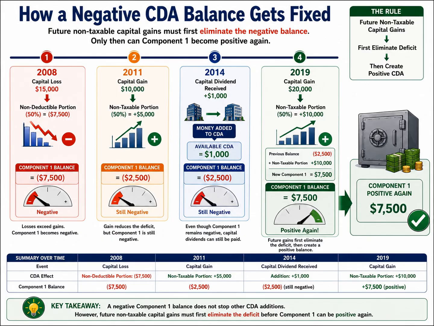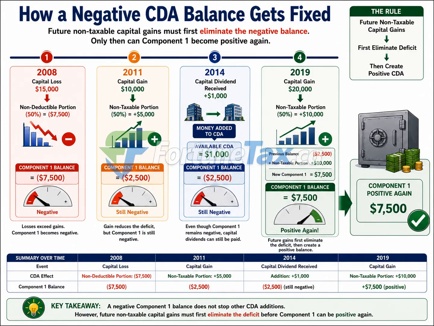Next, we move to 2014. The corporation receives a capital dividend of $1,000 from another corporation. This is where the special CDA rule comes into play. Even though component 1 is still negative $2,500, the corporation can still add the capital dividend to its CDA. As a result, $1,000 of CDA becomes available. The corporation could even pay a $1,000 capital dividend to its shareholders. Notice that component 1 remains negative, but other CDA components continue to work normally.